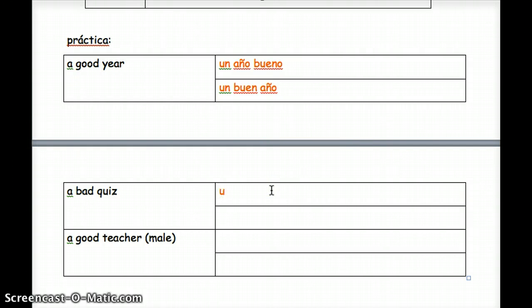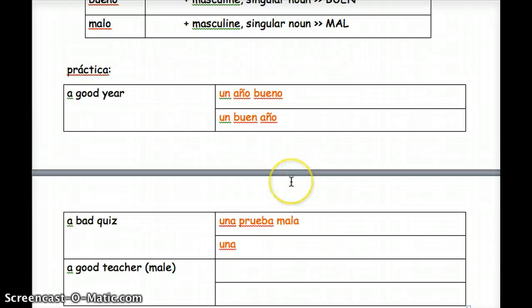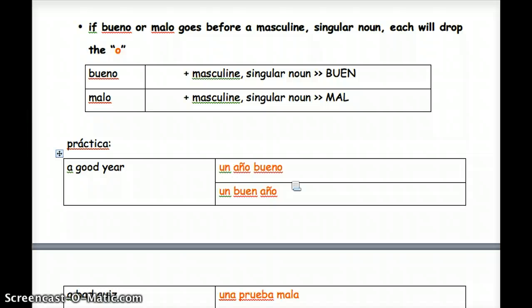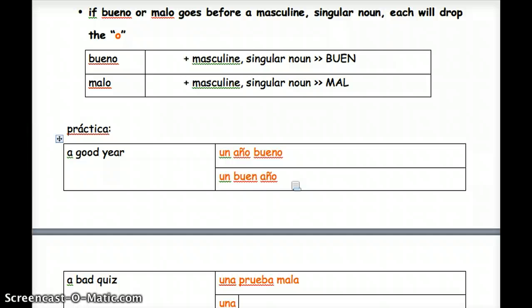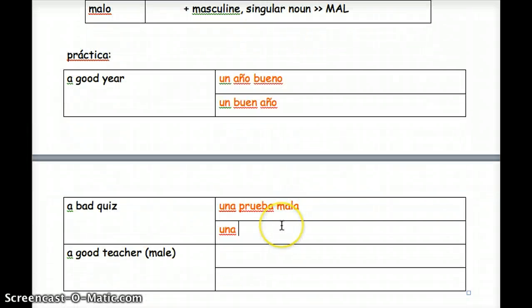A bad quiz. Una prueba mala. Prueba is a feminine word, so mala. If we put it in front, mala is going to still be mala because the rule is it's when bueno and malo go before a masculine singular noun. And quiz is not a masculine singular noun, it's a feminine word. Una mala prueba. So you can put it in front, you just don't have to drop anything because it's not a masculine noun.